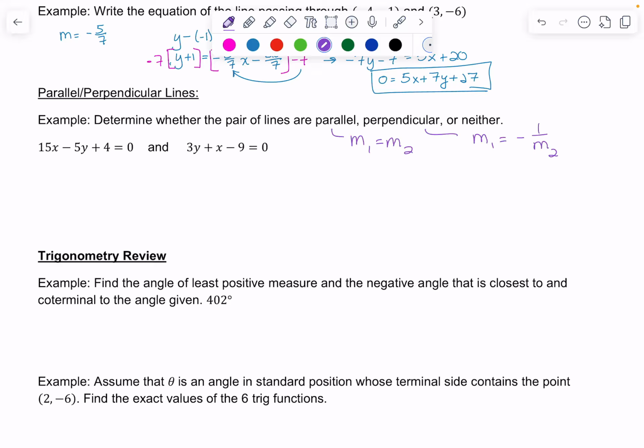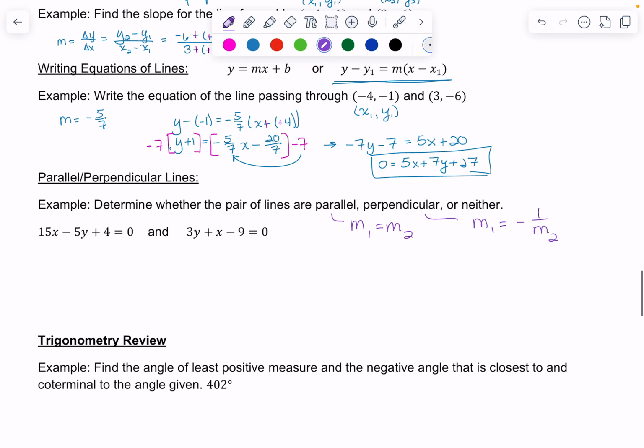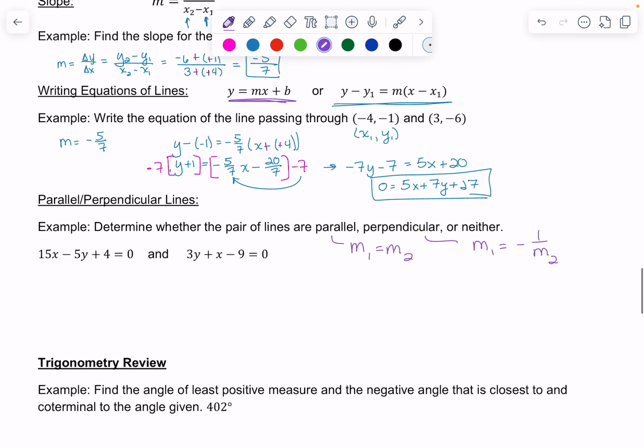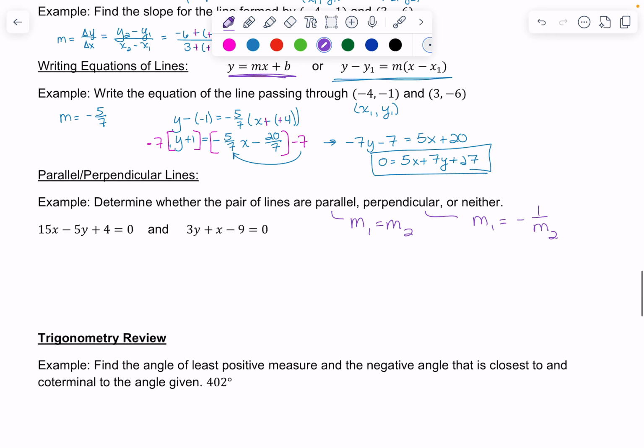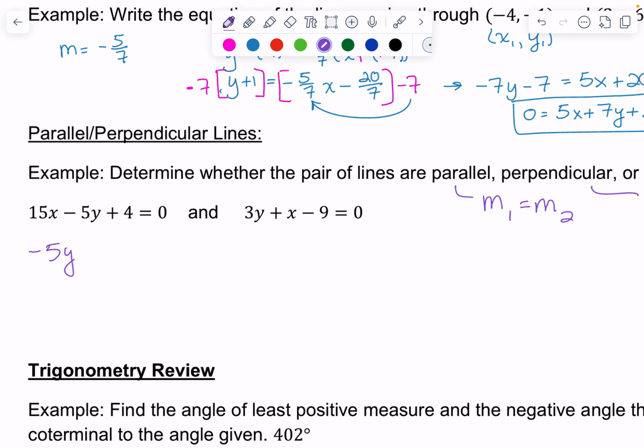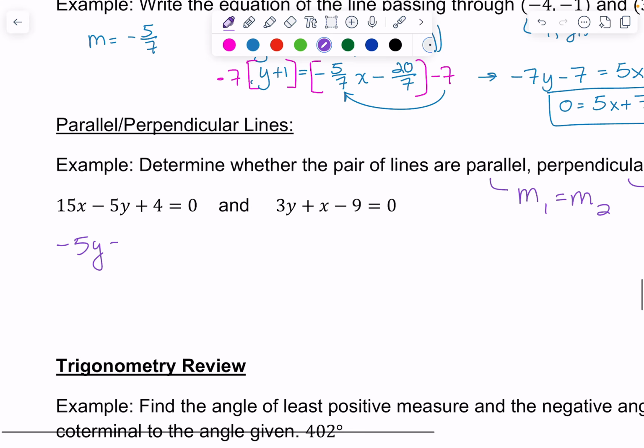All right, so let's take a look at whether the pair of lines are parallel, perpendicular, or neither. What I'm going to do is get these into slope-intercept form so I can find M. The B part is not going to matter that much, but we'll move that over too. So for the first one, I'm going to move the 15x and the 4 to the other side, so I'm going to subtract both of those. I'm going to get a negative 5y is equal to negative 15x minus 4. And now I'm going to divide everything by a negative 5.